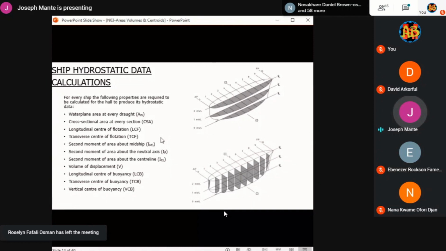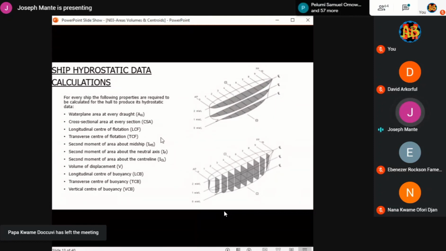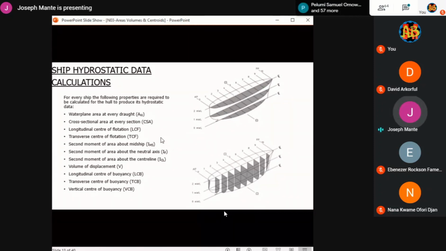You should be able to calculate the water plane area at every draft. You already know a draft. So at every draft, for instance, if you are having 7 meters depth, at each and every draft of the water plane, you should be able to calculate its area.